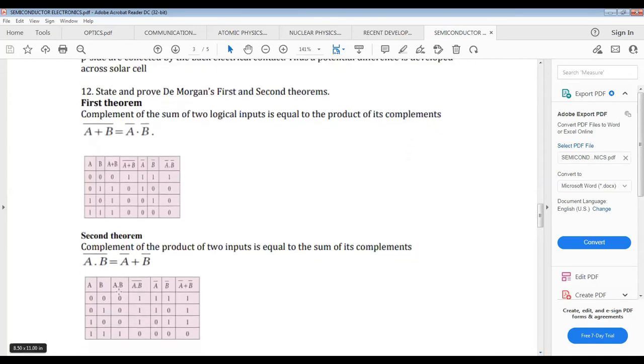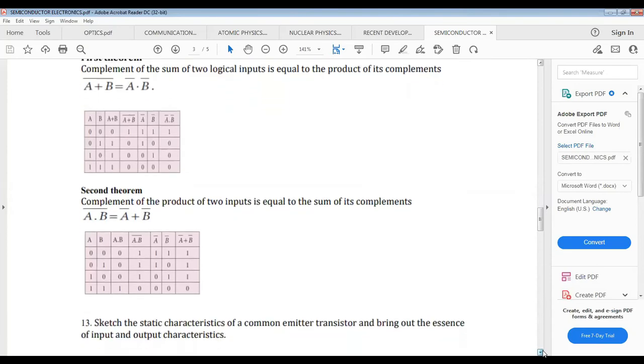So A dot B is 0, 0, 0. Then A dot B whole bar is 1, 1, 1, 0. Similarly, A bar plus B bar is 1, 1, 1, 0. So both are the same: A dot B whole bar is equal to A bar plus B bar. This is in your practical also. You are going to do the practical. This is one of the experiments in your practical.